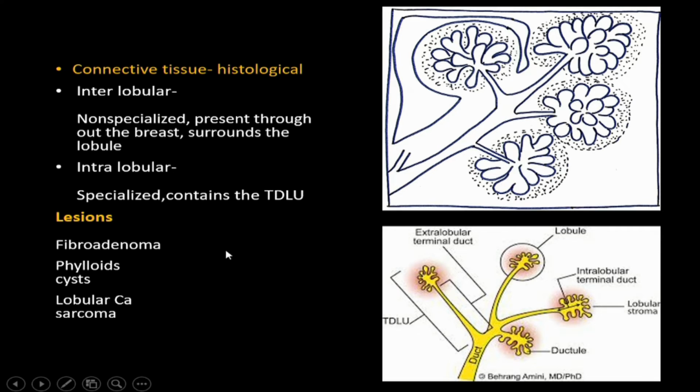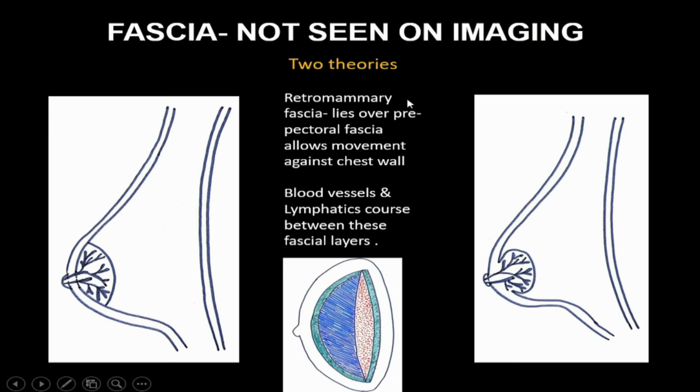So the lesions occurring in this intralobular parenchyma are fibroadenomas, very commonly we see cysts, phyllodes, lobular carcinomas since it contains the lobule, and the interlobular, that means this outer parenchyma, sometimes harbors sarcomas.